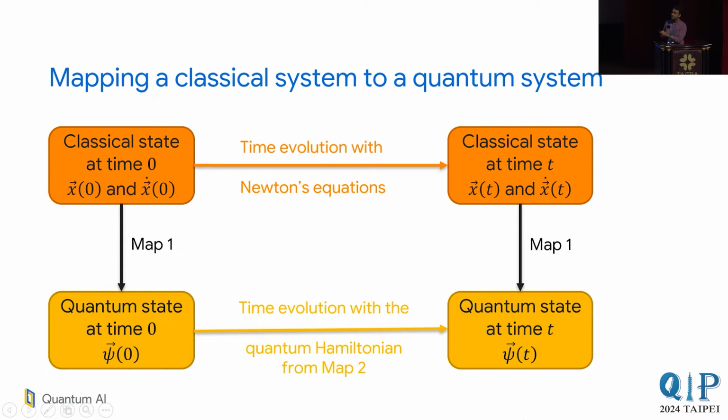So at the top left is the classical state at time 0, which is positions and velocities at time 0. Let's say we go down first. We map that to a quantum state. Then that quantum state, we evolve with a quantum Hamiltonian that we constructed, and you get a quantum state at time t. And this object is the same as if you'd gone the other way, which is you started with your classical state at time 0, you time evolved it with Newton's equations and got a classical state at time t, and then applied the same map that goes from classical states to quantum states, and you'll get the same object over there. So that's the heart of the speedup, a reduction to quantum time evolution, to quantum Hamiltonian evolution.